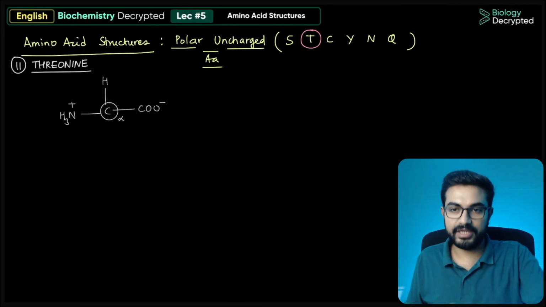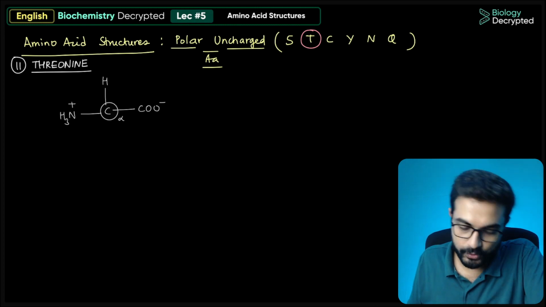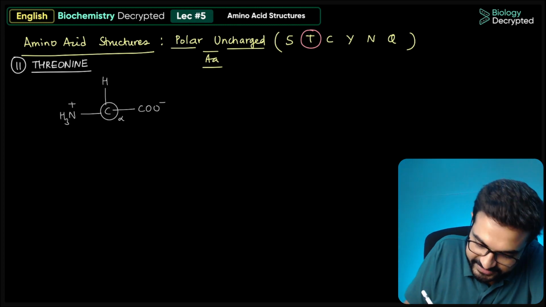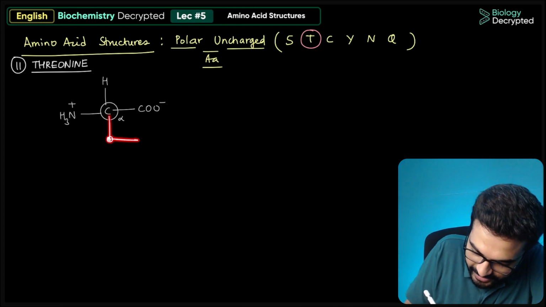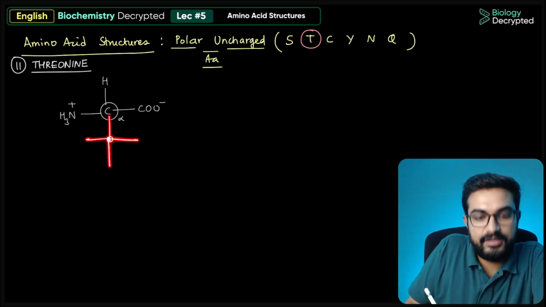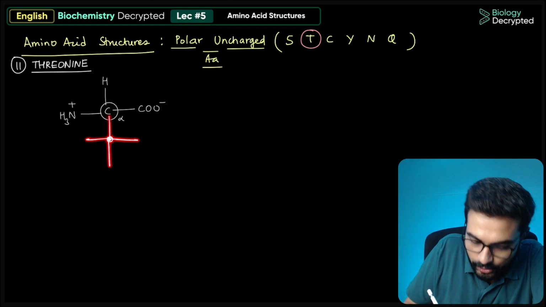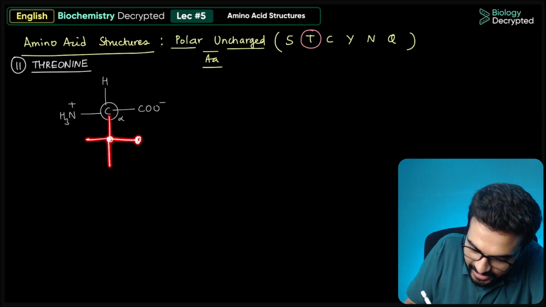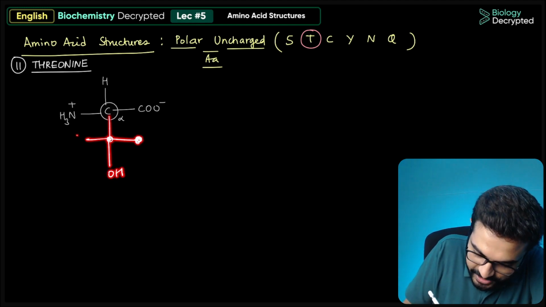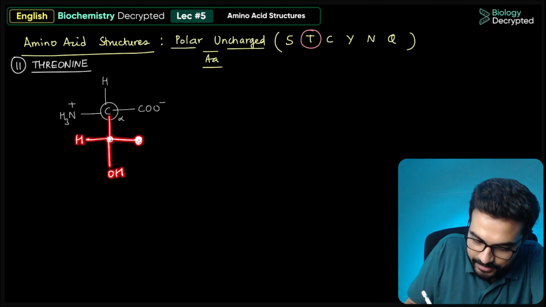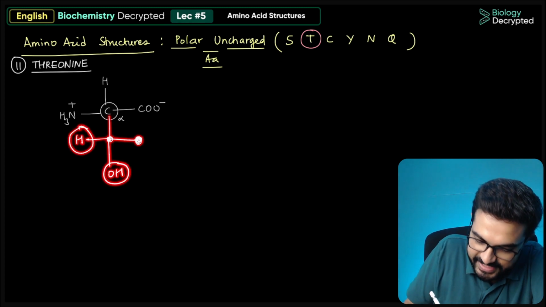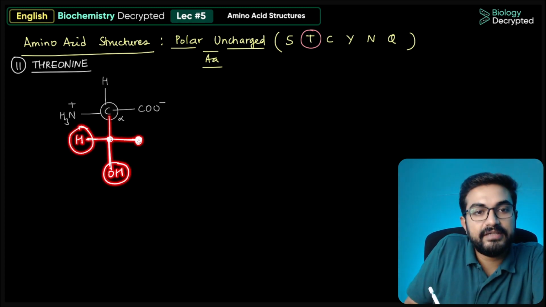Now coming to threonine. Well, for threonine, what you have to do is you will have to draw a T first. So here you will try to draw a T like this. You'll make a carbon, then you will draw a T like this. You will draw a carbon here. You will write OH here. You will write H here. This is a carbon. This is OH. This is H. And this is a T. This is the structure of threonine.